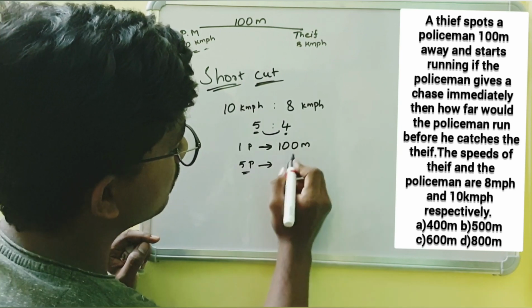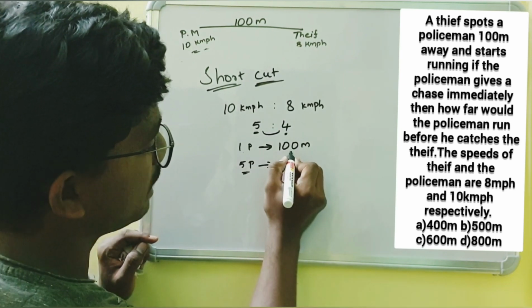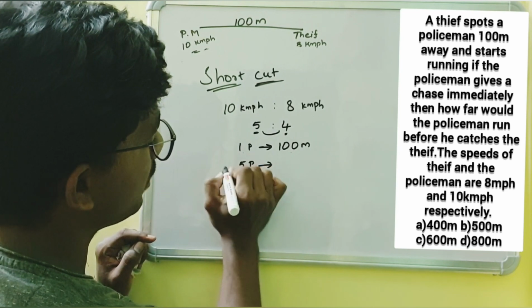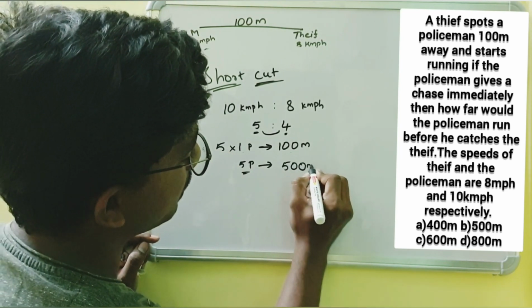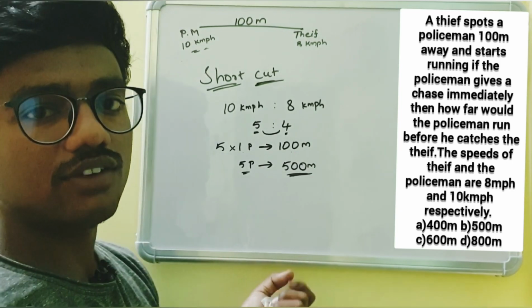For these 5 parts, I will get, see, for one part it is 500 meters. For 5 parts, I will multiply it with 5, which is nothing but 500 meters. So directly we can obtain the answer.